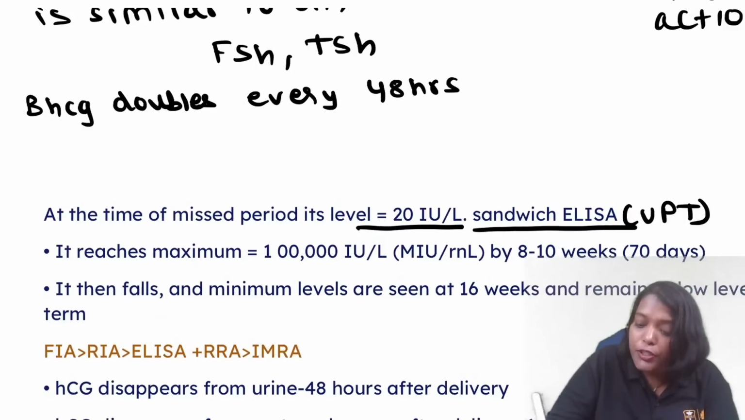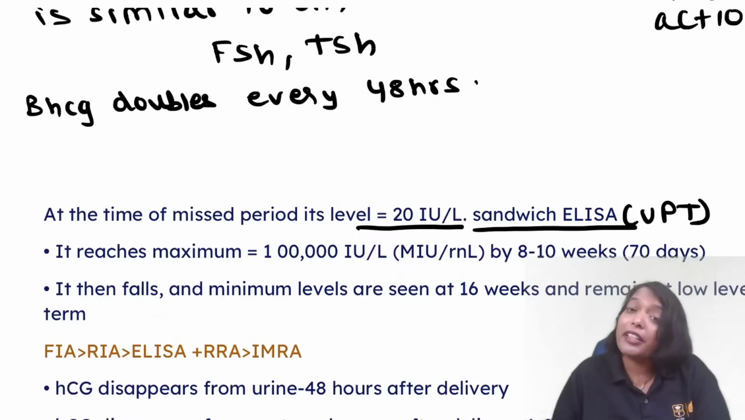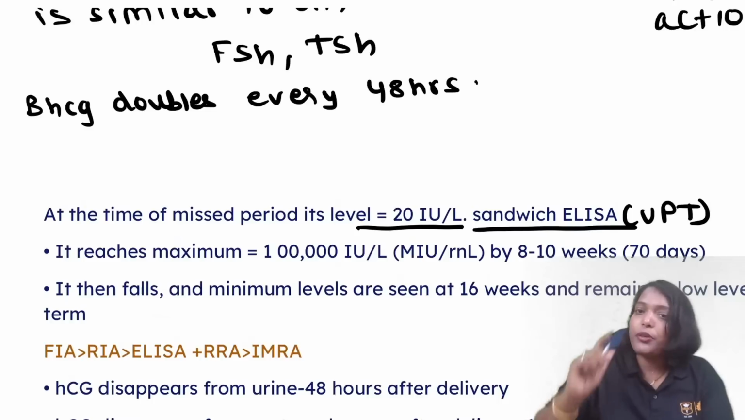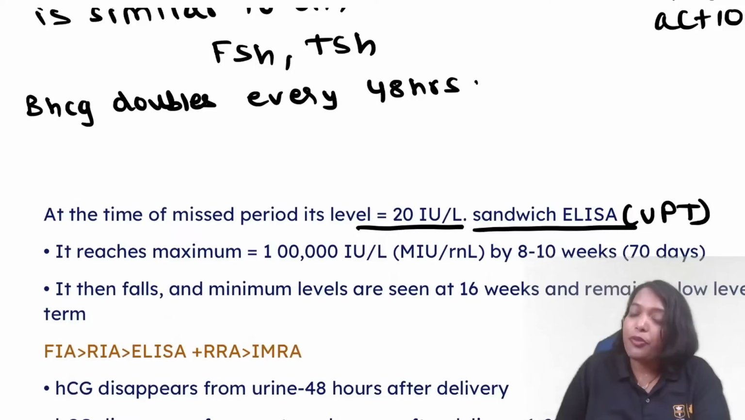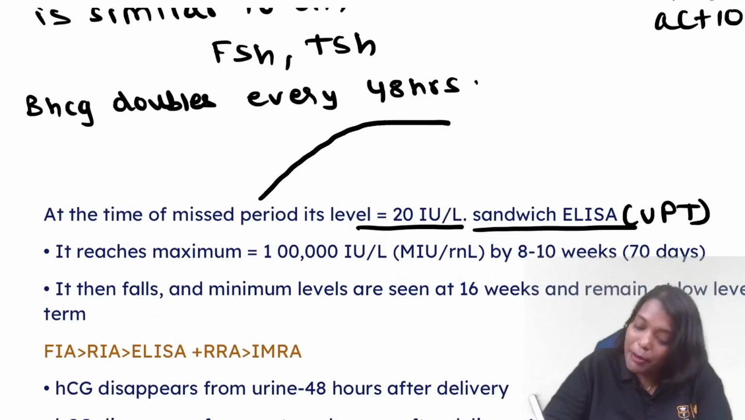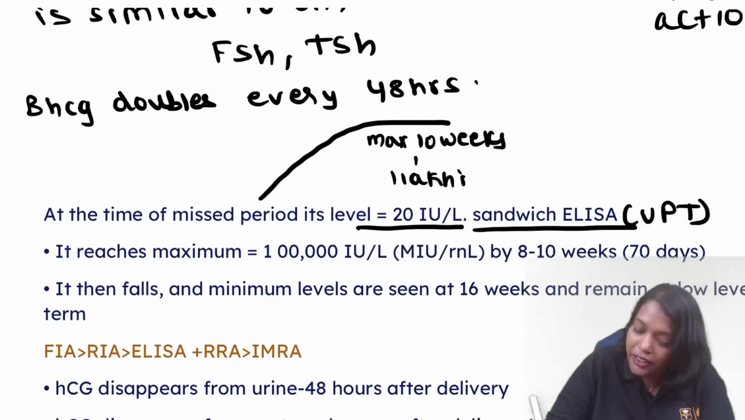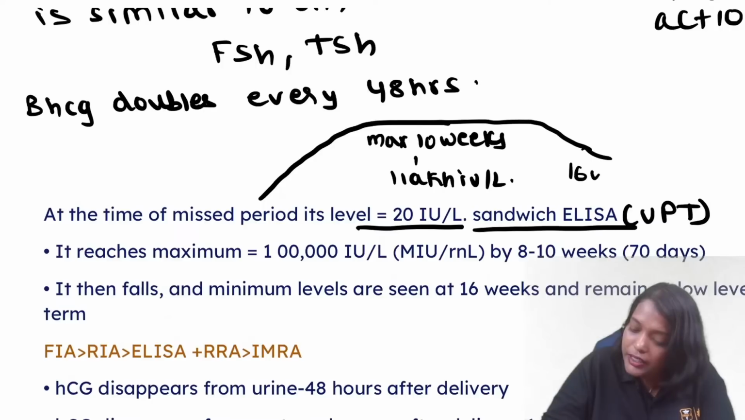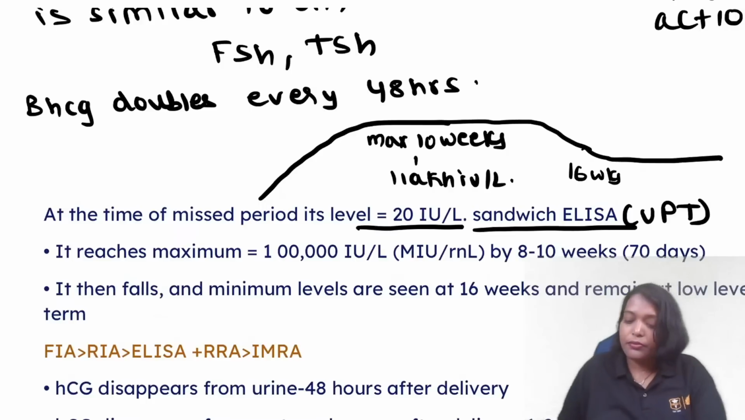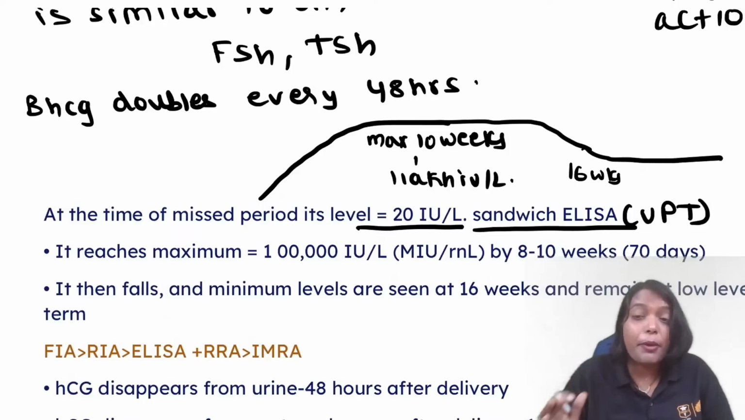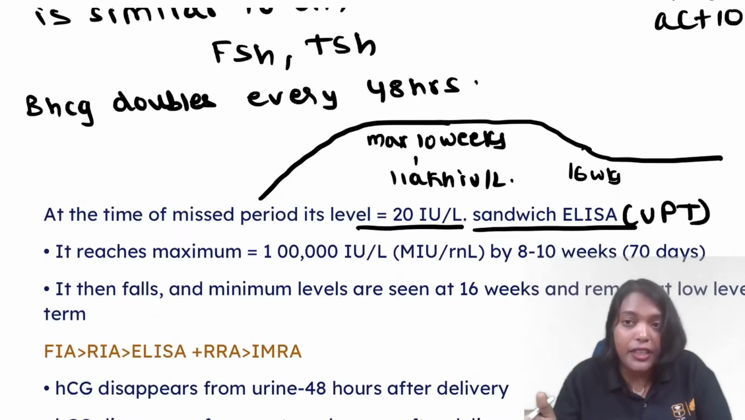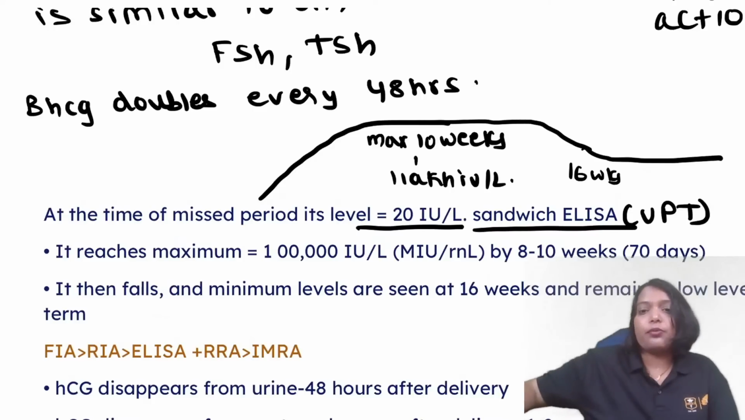So among the hormones, the most important one from which you have got MCQs is HCG, guys. So HCG is the most important, imprint it in your brain. Wherever I'm telling important, you can put a star. So beta HCG doubles every 48 hours and then it is maximum at 10 weeks. At 10 weeks, it's around 1 lakh international units per liter. And then it drops down at 16 weeks and remains as a plateau. Okay.